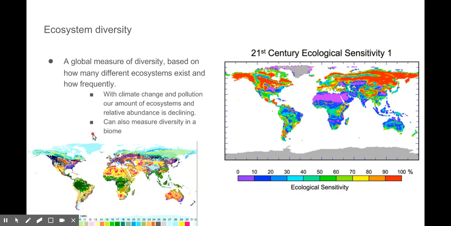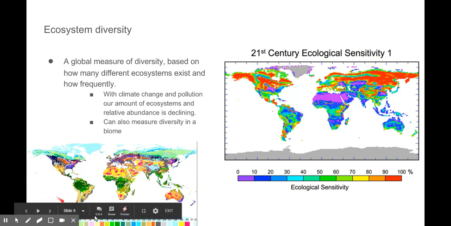Finally, we get to ecosystem diversity, which is normally used as a measure of global health. And it's how many different ecosystems exist and how frequently. And we can see that down here in this picture. This is our amount of different ecosystems. It looks like if I use the key, it goes up to 32 different ecosystems and how commonly and frequently they show up across the world. Pretty cool. There's a lot of them.